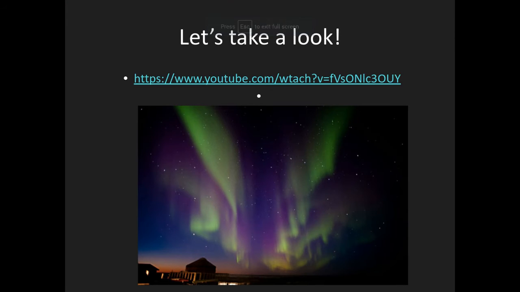So, taking a look now at what we're seeing over here, the Northern Lights now are no longer moving, and that's how we're going to be making ours today. So take a look at the colors that you see in here and how they kind of snake across the sky.